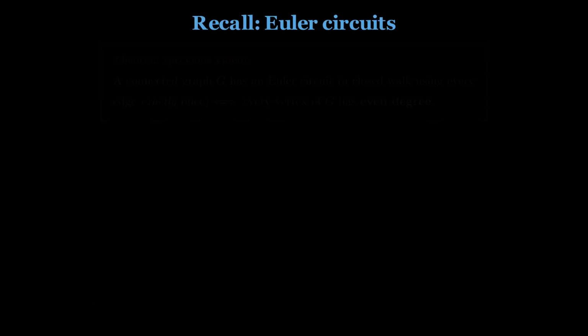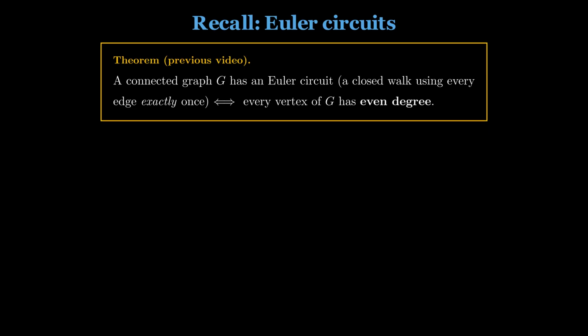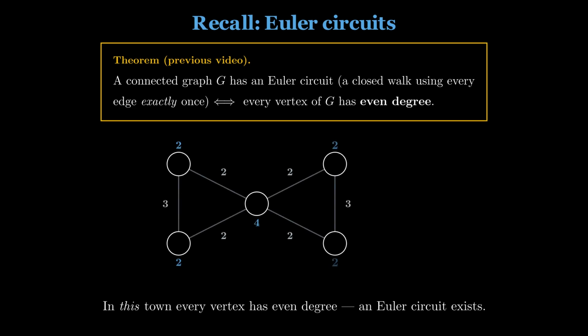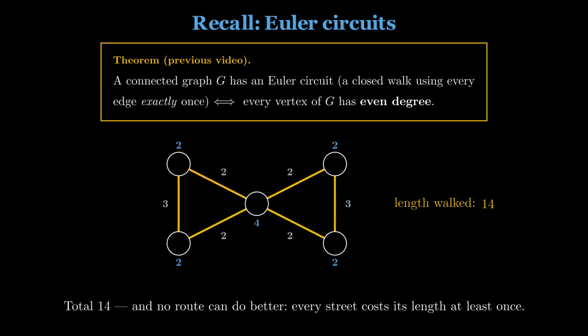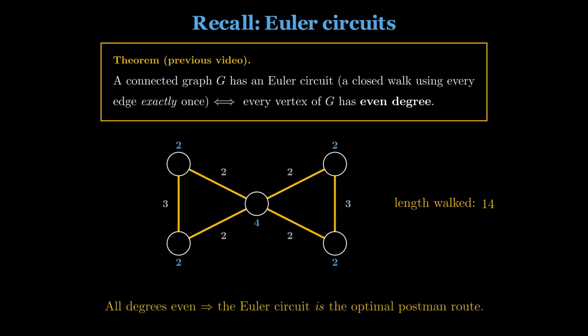From the previous video, a connected graph has an Euler circuit, a closed walk using every edge exactly once, precisely when every vertex has even degree. In this little town, every degree is even, so an Euler circuit exists. The postman simply walks it, covering each street exactly once, 14 in total. And nothing can beat that, because every street has to be paid for at least once. So whenever all degrees are even, the Euler circuit is the optimal route. And we are done.